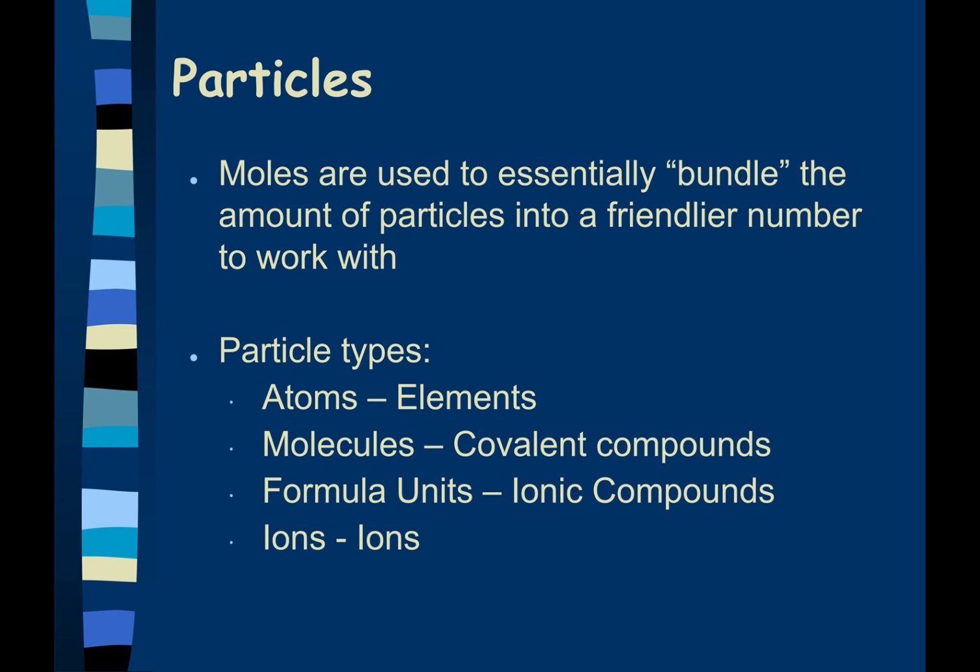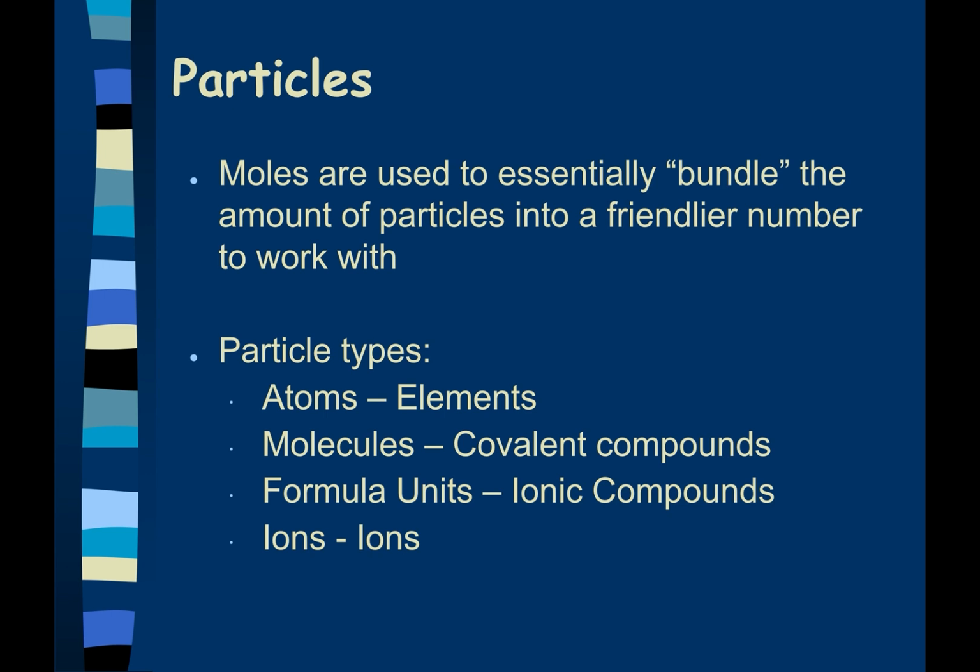So what we're really trying to compare here are the number of particles present in a sample. Now, particles will fall into one of 4 categories, depending on what the substance is. You can have particles that are atoms, molecules, formula units, and ions. An atom is used to describe the particle of an element. So we would say, atoms of carbon.